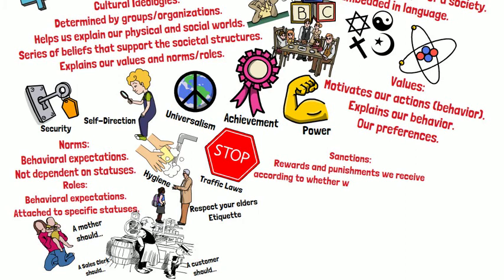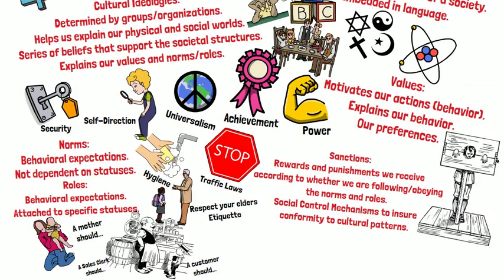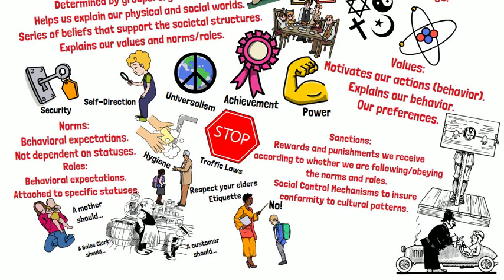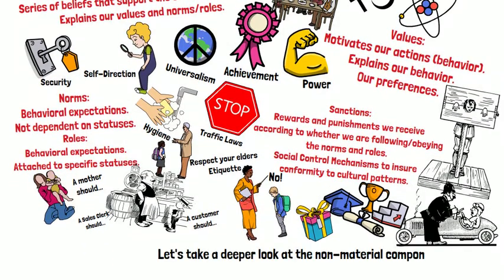The fourth component of non-material culture that we will look at is sanctions. These are rewards and punishments that we receive according to whether we are following or obeying the norms and roles, the behavioral expectations. These are social control mechanisms that ensure that people are conforming to our cultural patterns.